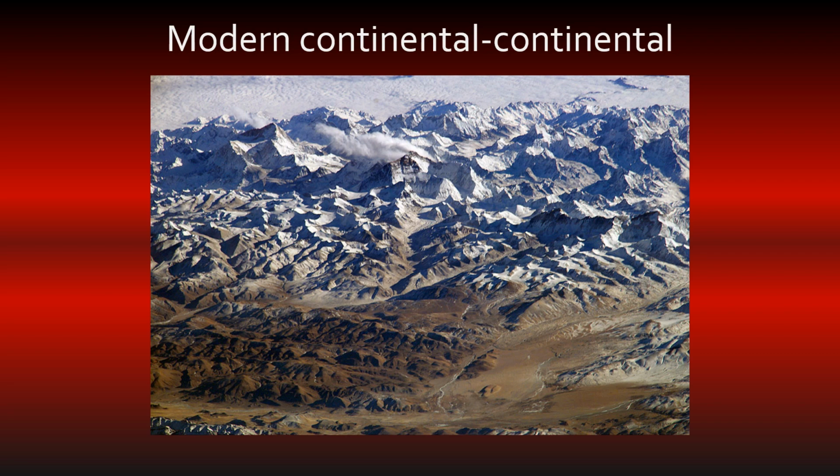Modern CC convergent boundary, there they are, the Himalaya. Probably the most famous mountain range in the world and the highest. And this is directly due to the convergence of the Eurasian and Indian plates.